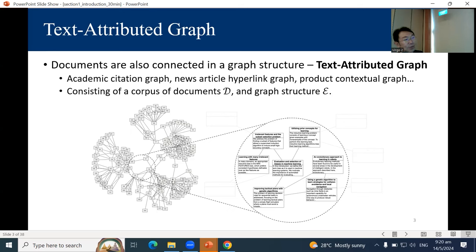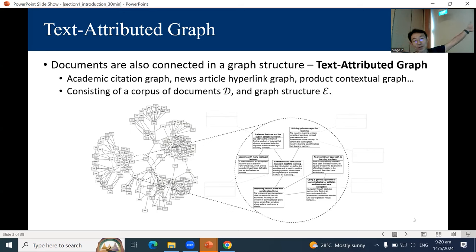So you can think of it almost in two different directions. You can think of this notion of text attributed graph as documents that get linked to one another. You can also think of it in terms of having a graph where every vertex has a textual description. Both perspectives, I think, are valid. And I think that's essentially what we are going to look at as well.